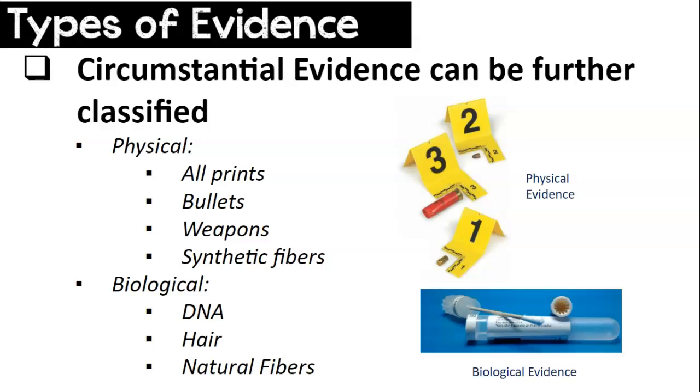So circumstantial evidence, like I said, can be further classified. So then there's the physical circumstantial evidence or biological. And I think that this just makes sense, right? Physical is like prints, bullets, weapons, anything that's physical. And biological, go figure, is anything that comes from the body, right? DNA, hair, natural fibers that would have DNA in, like cotton, something like that.